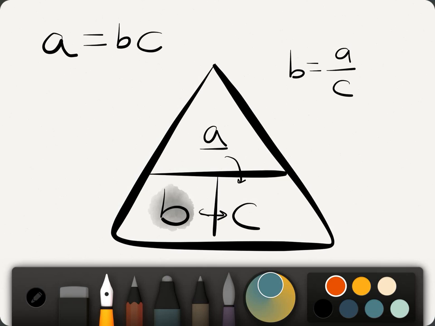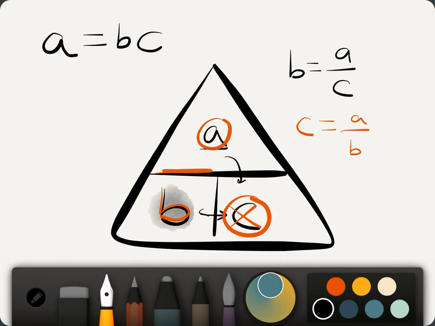What about instead if I wanted C equals? So I cover up the C. I write C equals, and I say what I see. A over B. A over B.